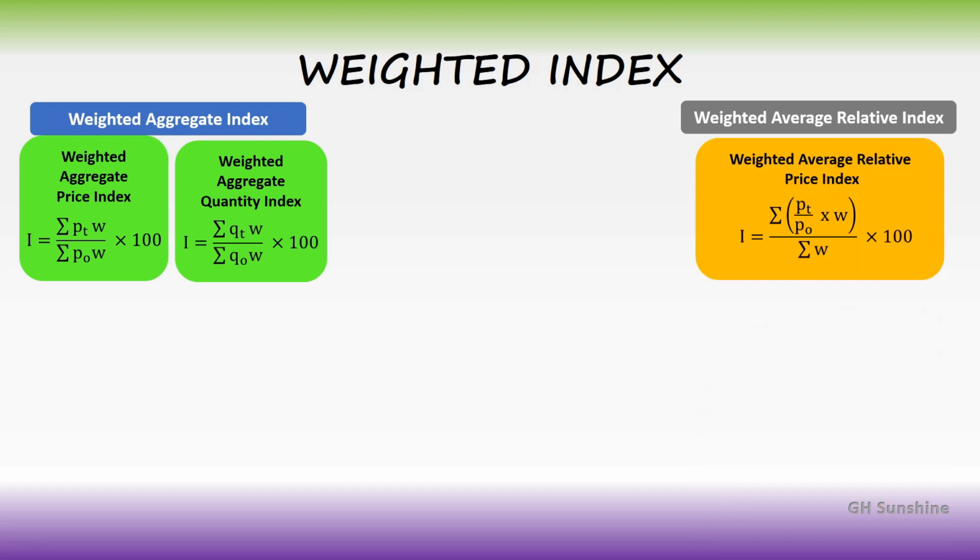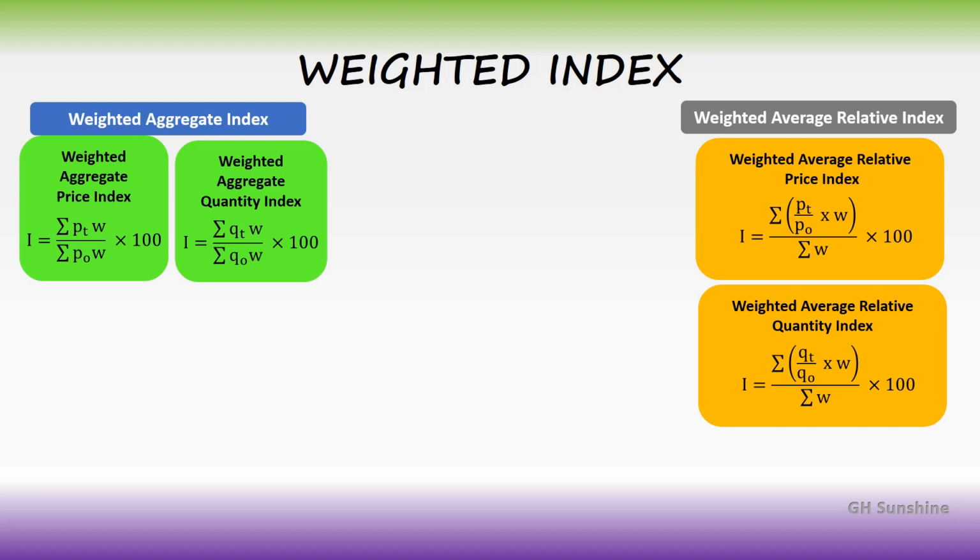This one is the formula to calculate weighted average relative price index. Second is to calculate weighted average relative quantity index. Means based on this formula, when you need to calculate weighted average relative index, you need to divide by sum of weight. Here, summation of weight.